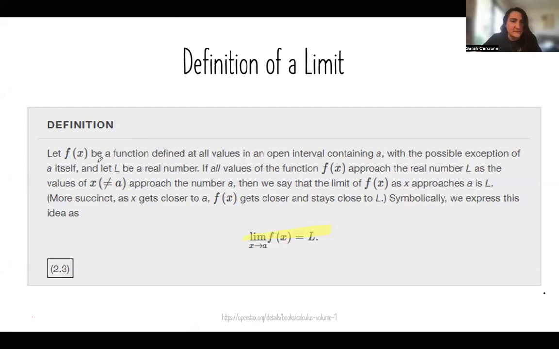So as x gets closer to a, f of x gets closer to L. This is kind of the definition that you can write down if you want to be writing down a definition. This is the notation that we're going to use.